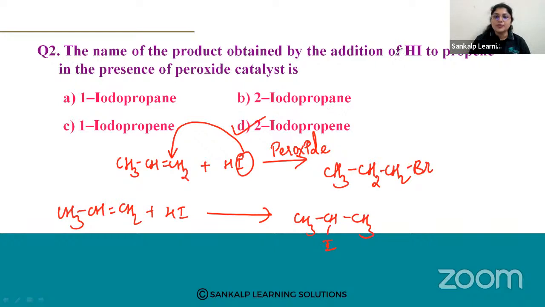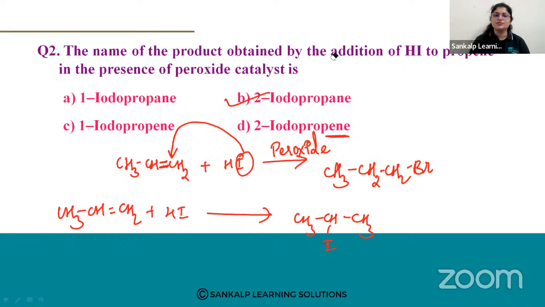Not propene, okay, this is not propane. It is 2-iodopropane, option B. Okay, it is 2-iodopropane, so option B is the right answer. Not propene, it is not a double bond. It will be a single bond only, because across the double bond you are going to remove it and add there.